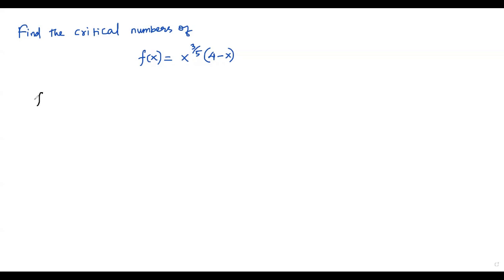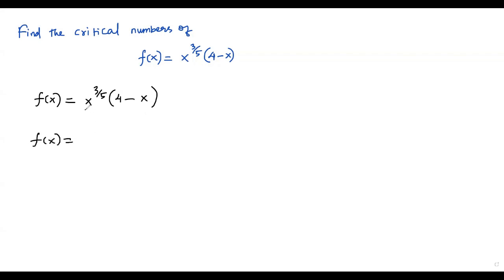Now let me write the given function as it is. That is f of x equals x to the power of 3 over 5 times (4 minus x). Before I find the first derivative for this function, I have to do some simplification on the right side. That is, I have to distribute this x to the 3/5 to this 4 and this negative x. Let me do it.